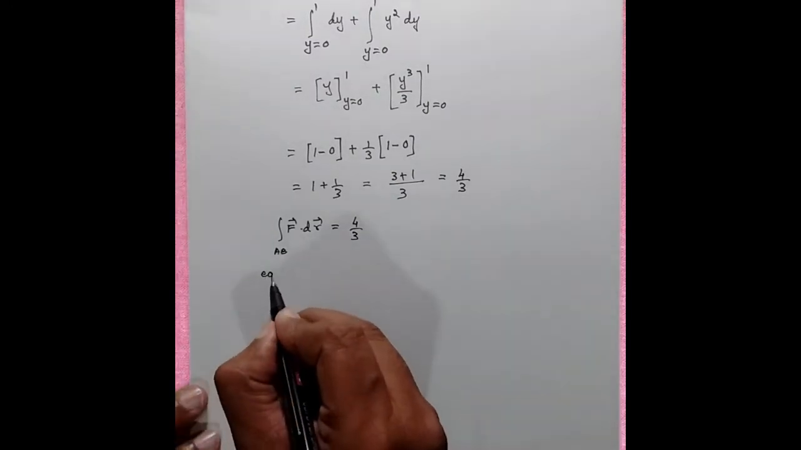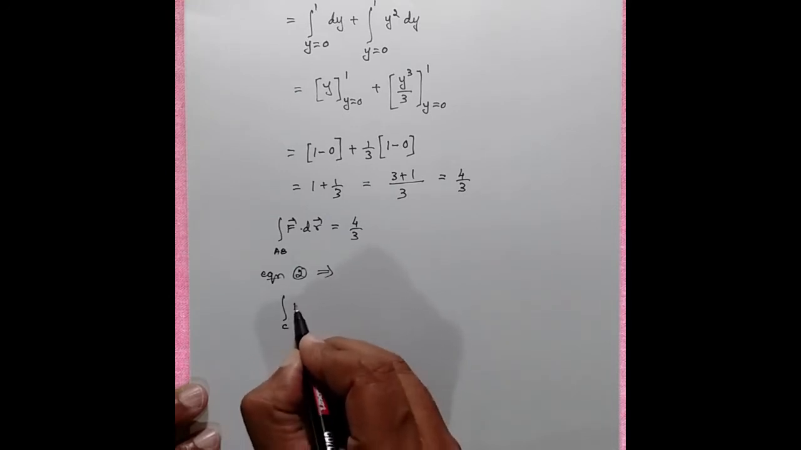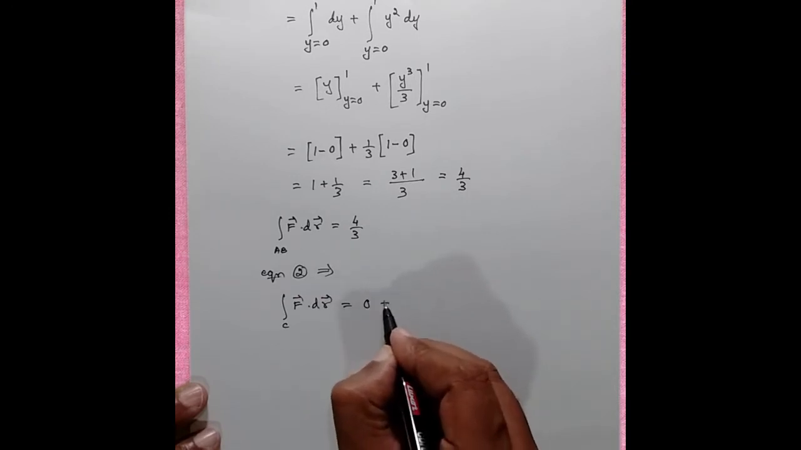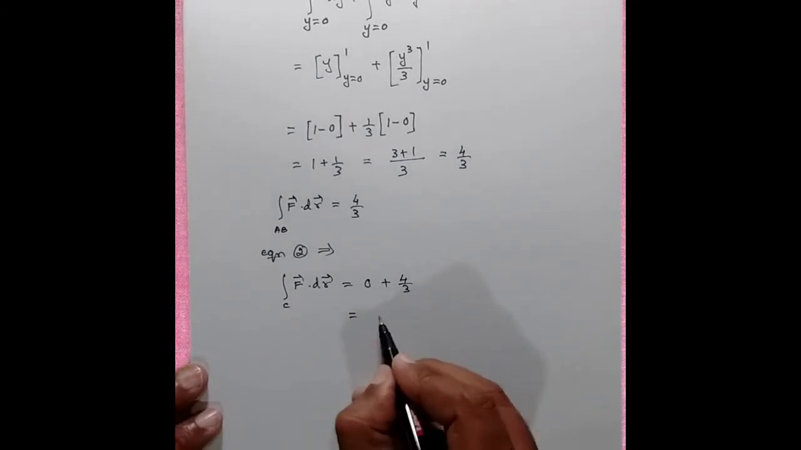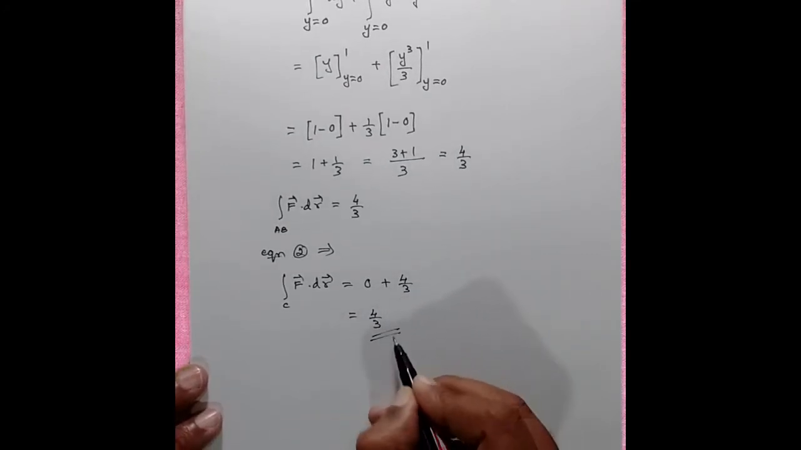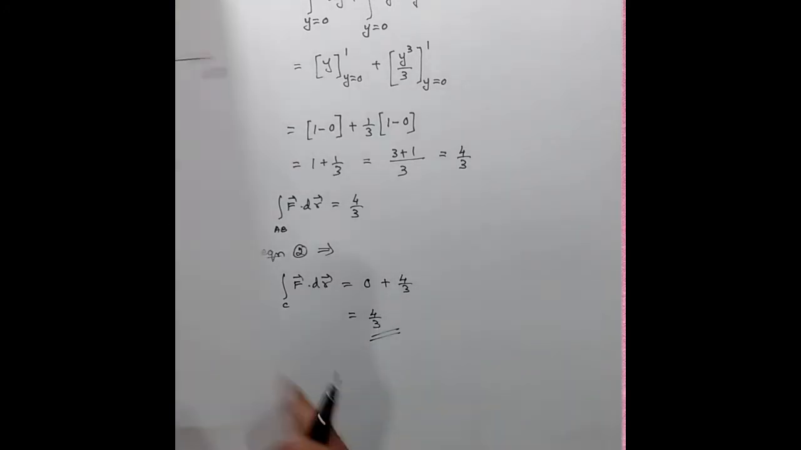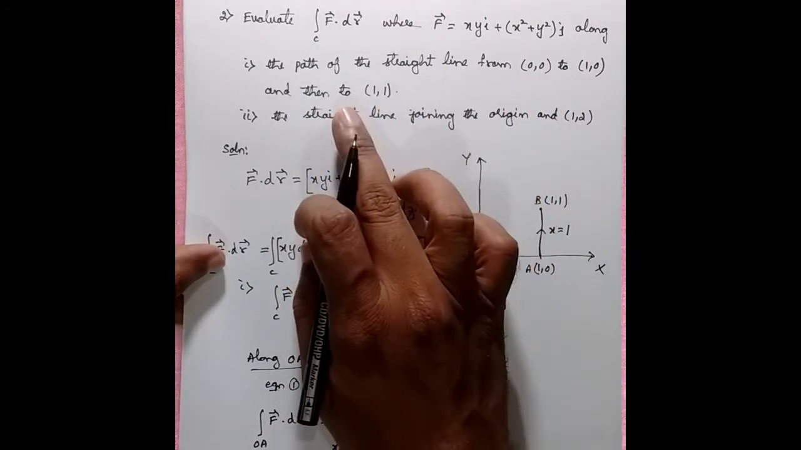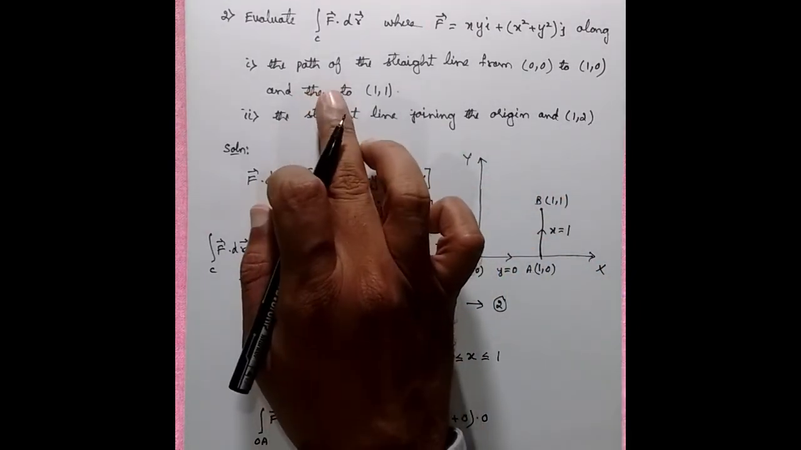So equation number 2 implies the integral over C of vector f dot dr vector. Along OA the value is 0, plus along AB we have got the value to be 4 by 3. So 0 plus 4 by 3 will be 4 by 3. So that is the required solution. This is the first part of the solution, the path of the straight line from 0, 0 to 1, 0 and then to 1, 1. So for this figure we have got the solution, and the solution you got is 4 by 3.